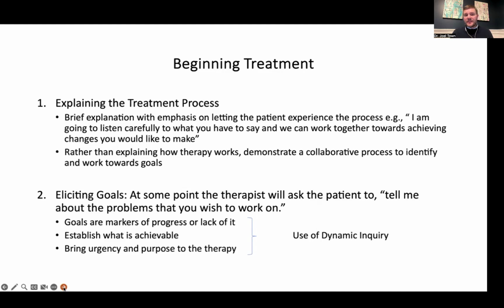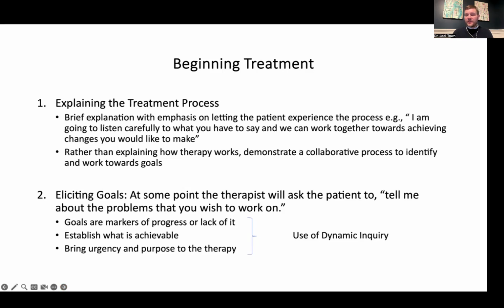Rather, the emphasis in dynamic therapy is going to help a person learn about the process through doing rather than telling. So we're going to demonstrate a collaborative process through how we are with the person rather than necessarily telling them that that's what we're going to be doing. It does require, though, that we actually begin to elicit some goals.